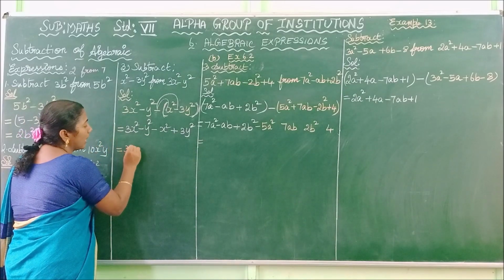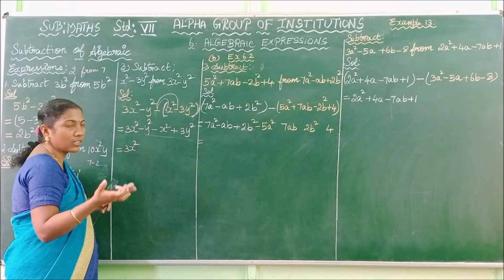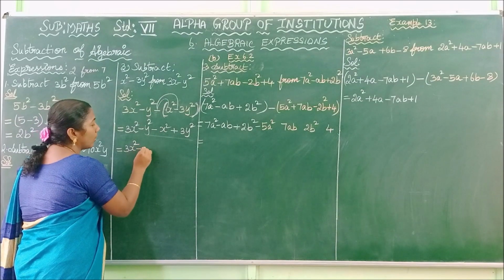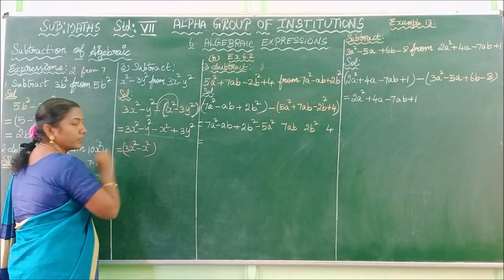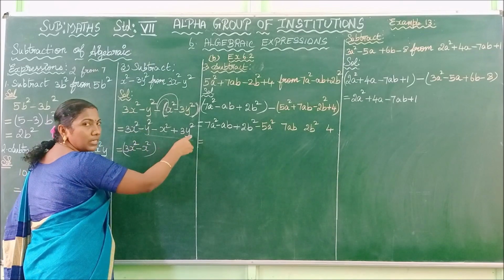See here, first we have 3x square. You have to check whether there is any term containing x square. See here, we have x square. So collect the like terms. Okay. See next, here we have minus y square. Here we have plus 3y square.